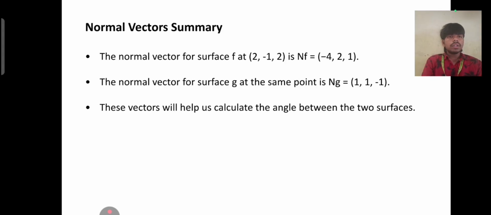Normal vector summary. The normal vector for surface f at (2, -1, 2) is nf = (-4, 2, 1). The normal vector for surface g at the same point is ng = (1, 1, -1). These vectors will help us calculate the angle between the two surfaces.